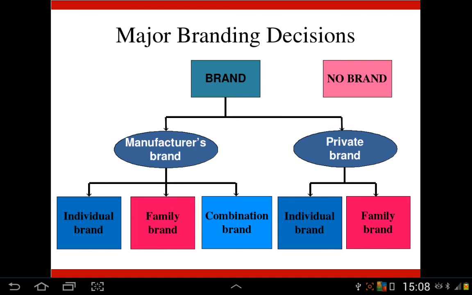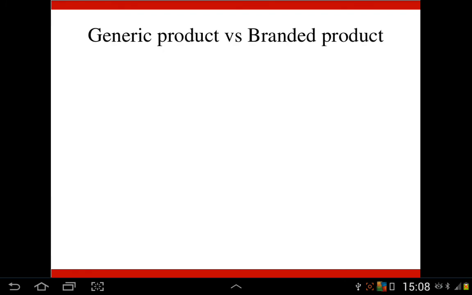But then you can have a manufacturer brand or a private brand. A manufacturer brand is the brand that is owned by a manufacturer. And there are 3 different manufacturer brands: individual, family, and combination. And there are 2 different private brands: individual and family. And we're going to look at each one now individually. So generic product versus a branded product. We're first going to look at the first level, generic versus branded.